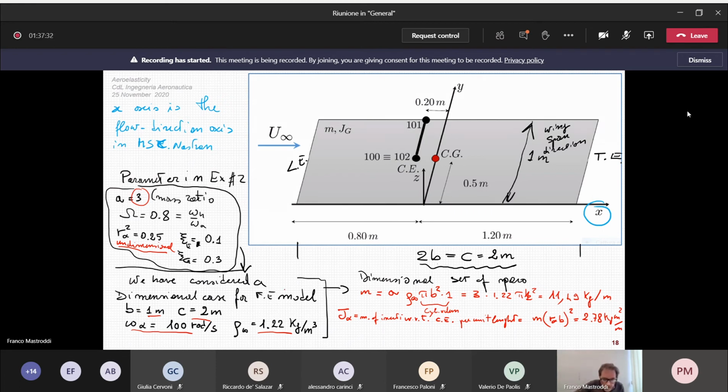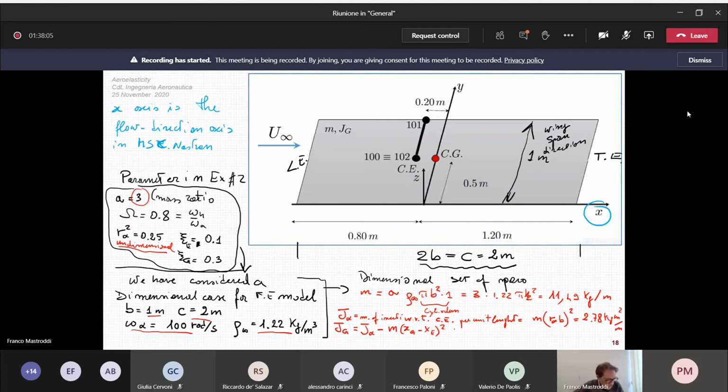Okay, then we have again the principal moment of inertia with respect to the center of mass, and this is, using the usual rule, equal to the moment of inertia with respect to the elastic center minus the contribution of mass by the distance between the center xg and xe, to the power 2.